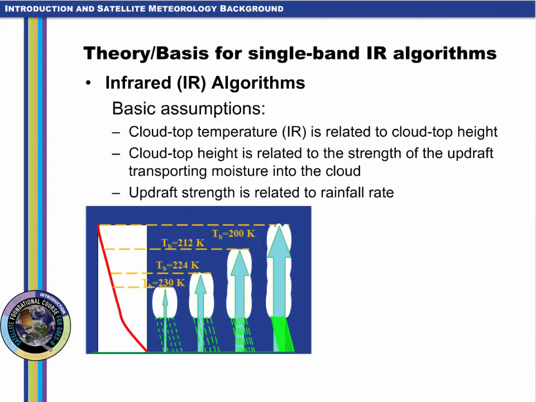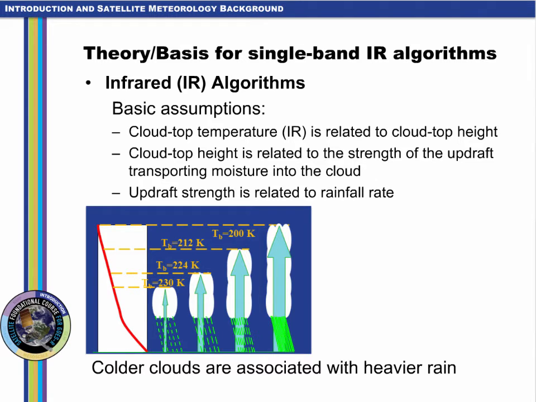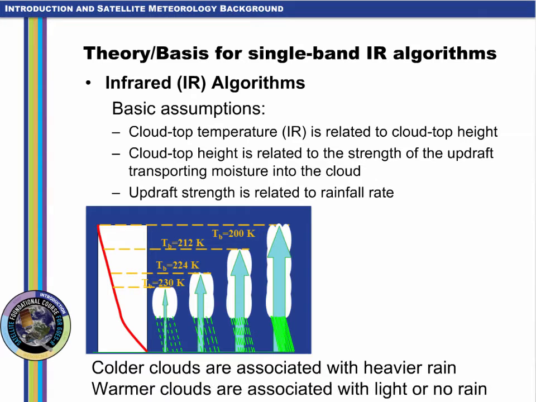Assumptions of infrared rainfall rate algorithms include the cloud top temperature being related to cloud top height. Cloud top height is related to the strength of the updraft transporting moisture into the cloud, and updraft strength is related to rainfall rate. Generally speaking, colder clouds are associated with heavier rain, and warmer clouds are associated with light or no rain.